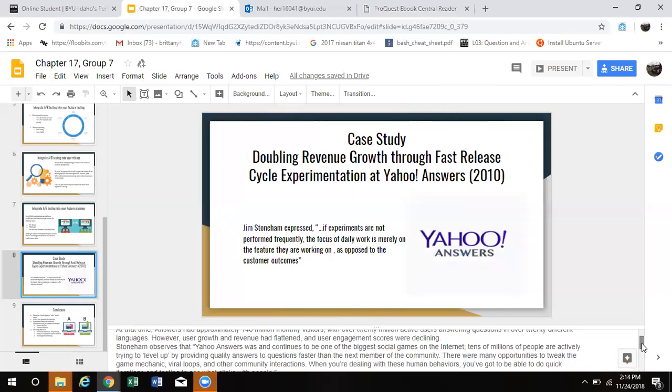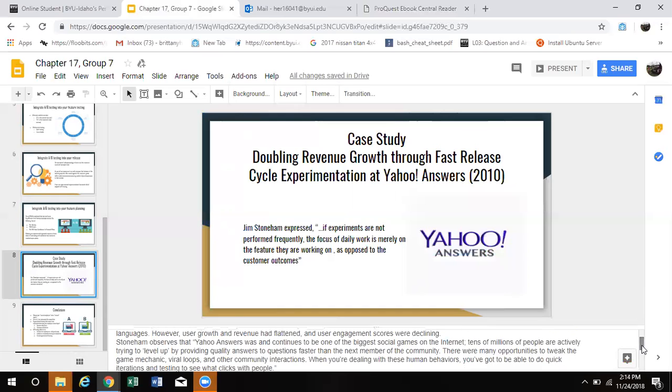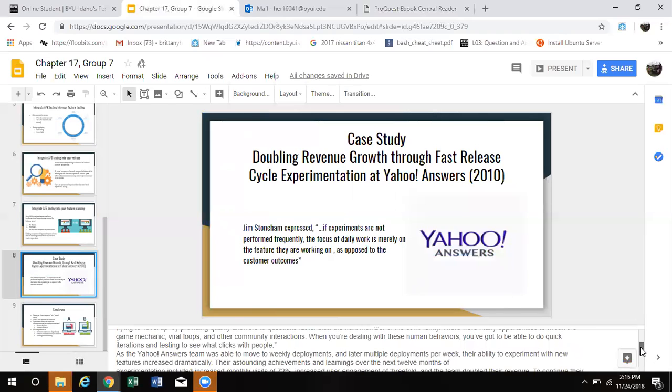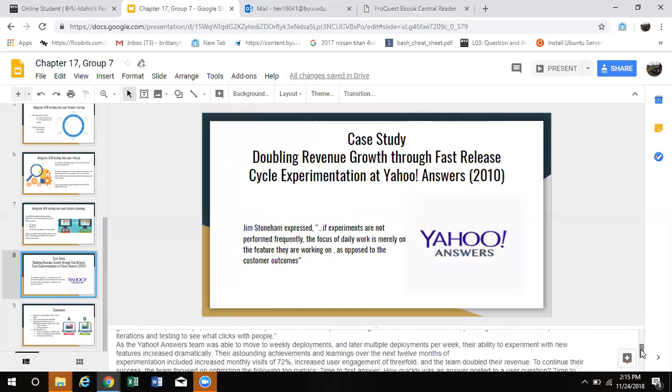Stoneham observed that Yahoo Answers was and continues to be one of the biggest social games on the internet. Tens of millions of people are actively trying to level up by providing quality answers to questions faster than the next member of the community. There were many opportunities to tweak the game mechanic and viral loops and other community interactions. When you're dealing with these human behaviors, you've got to be quick with the iterations and testing to see what clicks with people. As the Yahoo Answers team was able to move to weekly deployments and later multiple deployments per week, their ability to experiment with new features increased dramatically.